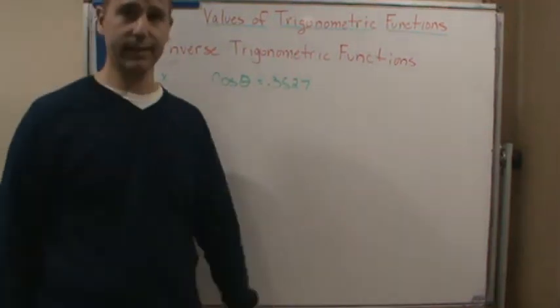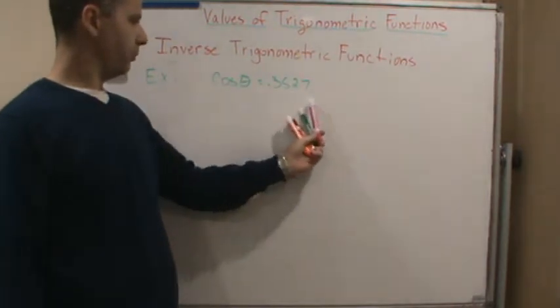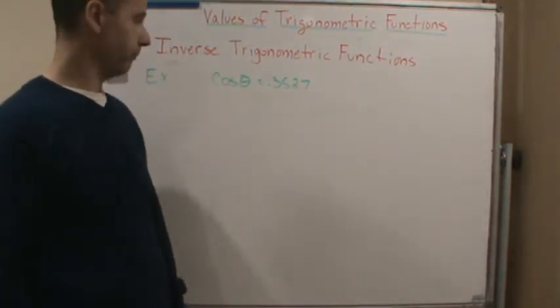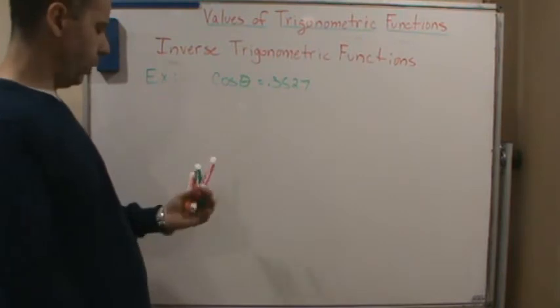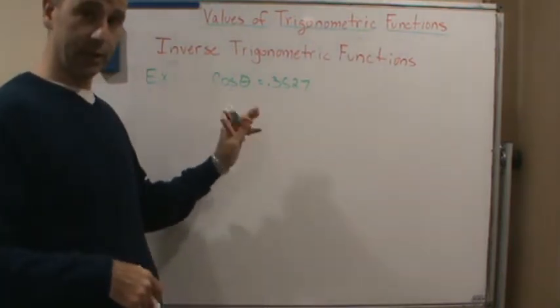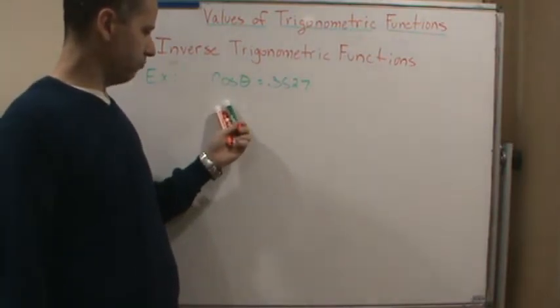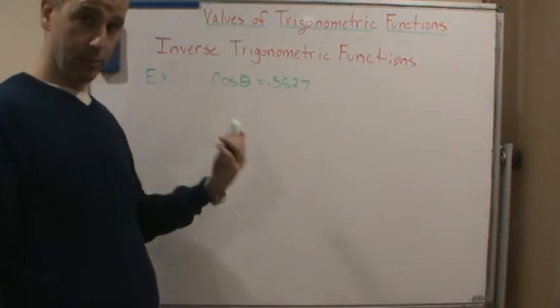Okay, so let's look at this example. So we've got cosine of theta equals 0.3527. Okay, so now what do? Well, we want to find what theta is. So they're asking us to find theta. So we want to know theta is equal to what measurement.